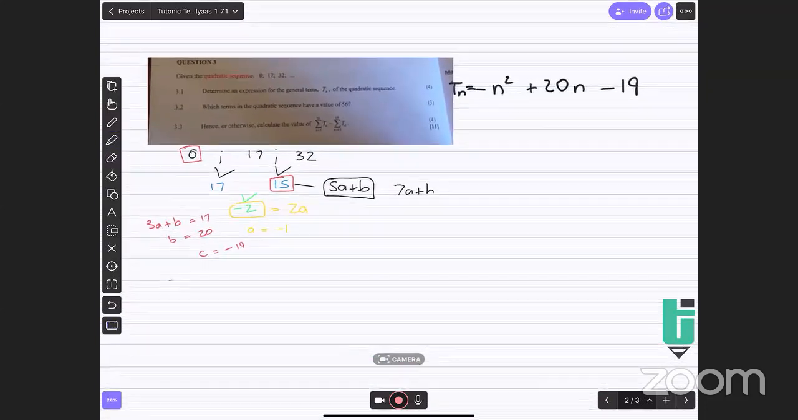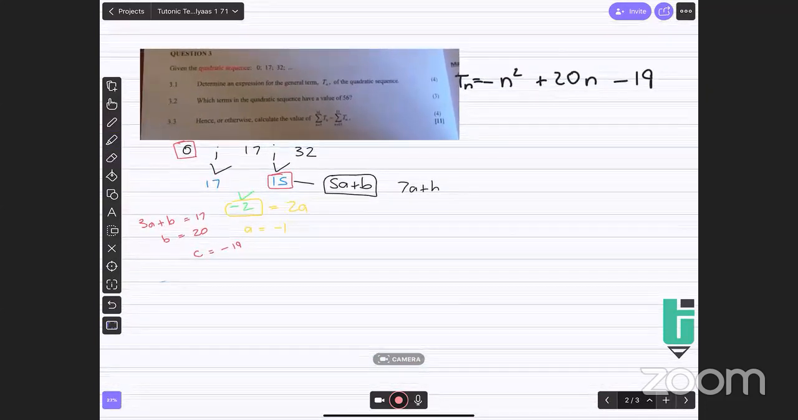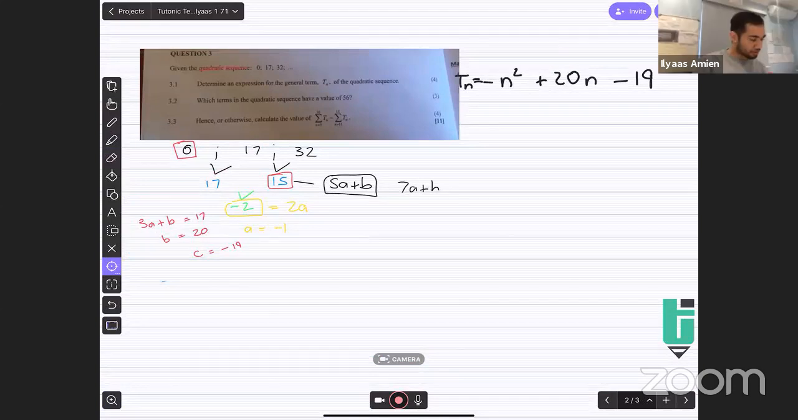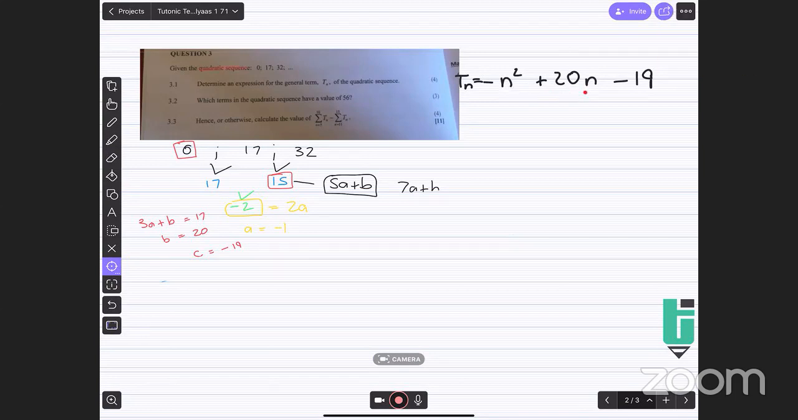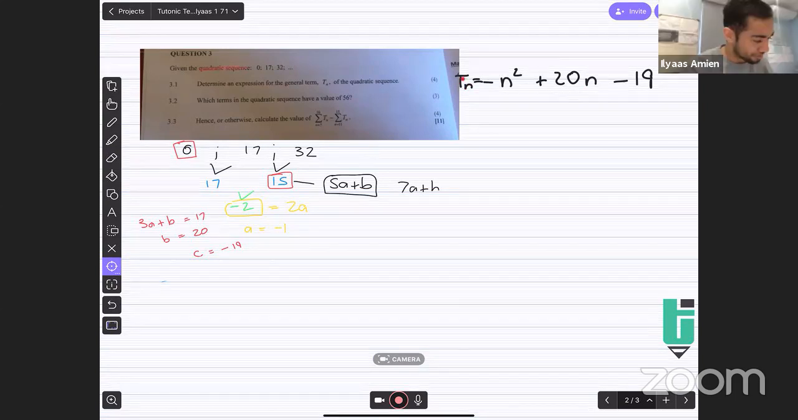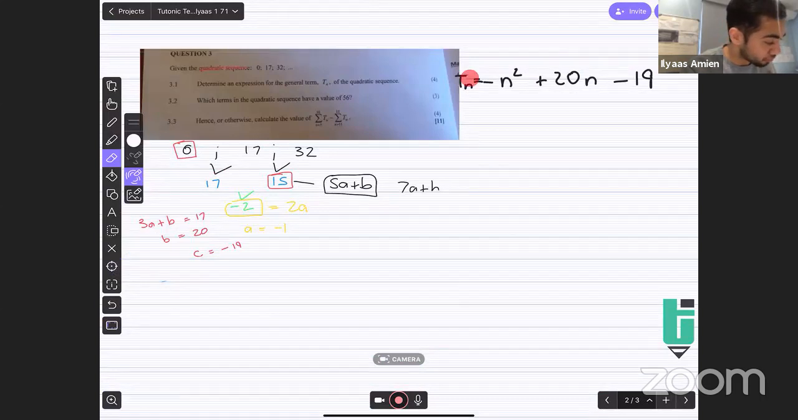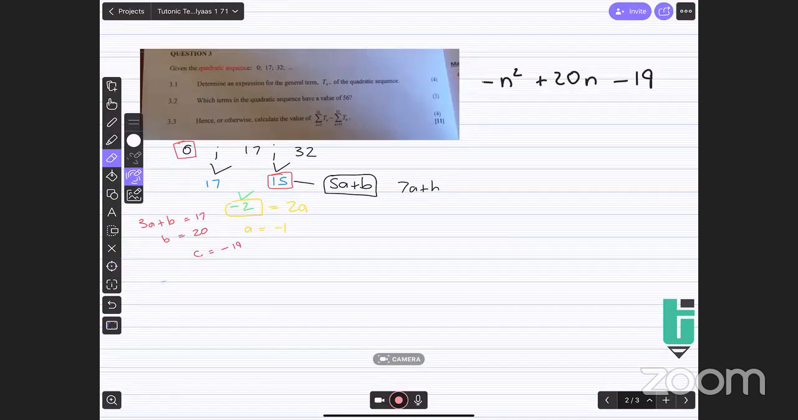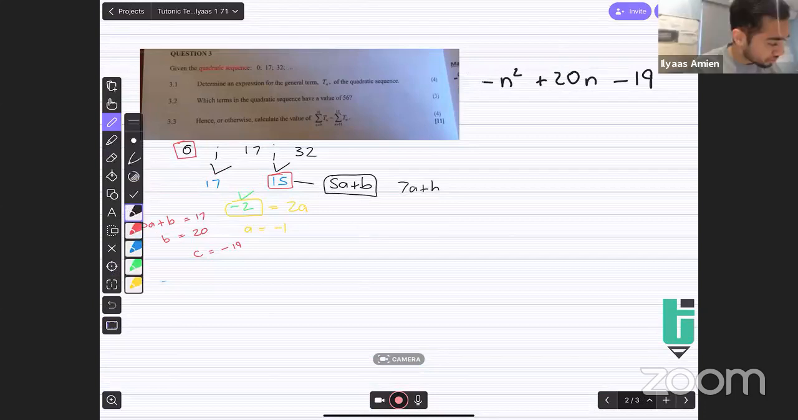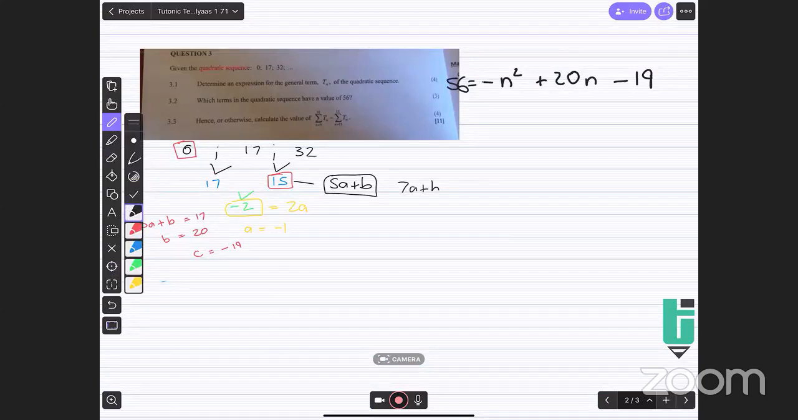You just make 56 equal to the general formula. Why can't we sub in 56 here? Because they ask which term in the quadratic sequence has the value of 56, and this is the value. Great. Well done. You'll be surprised, people get confused about that. So what did you get? I got n equals 5 or n equals 15.